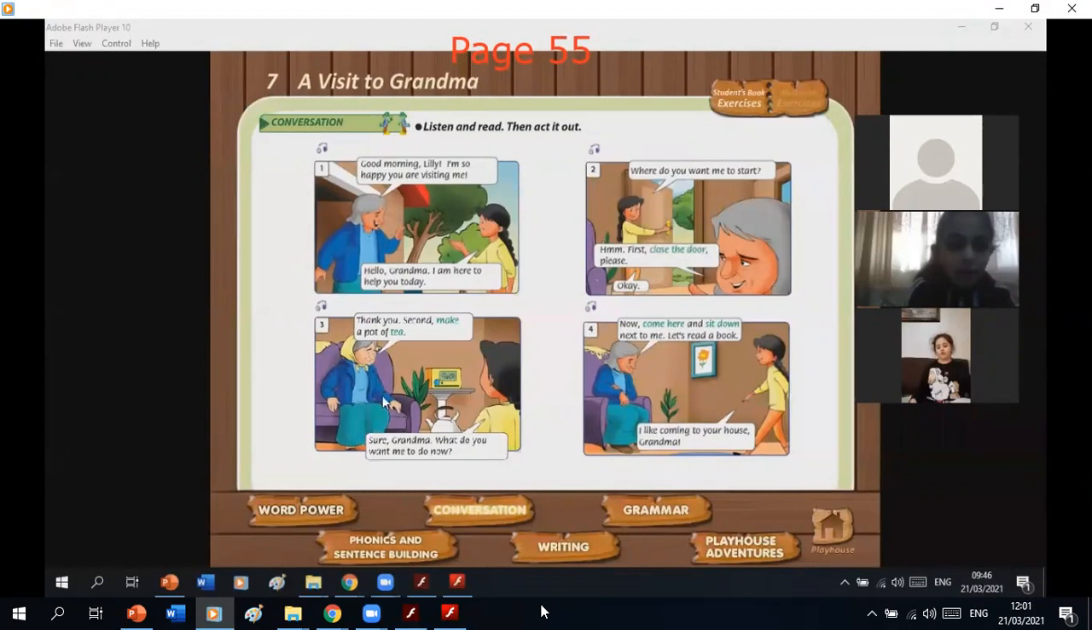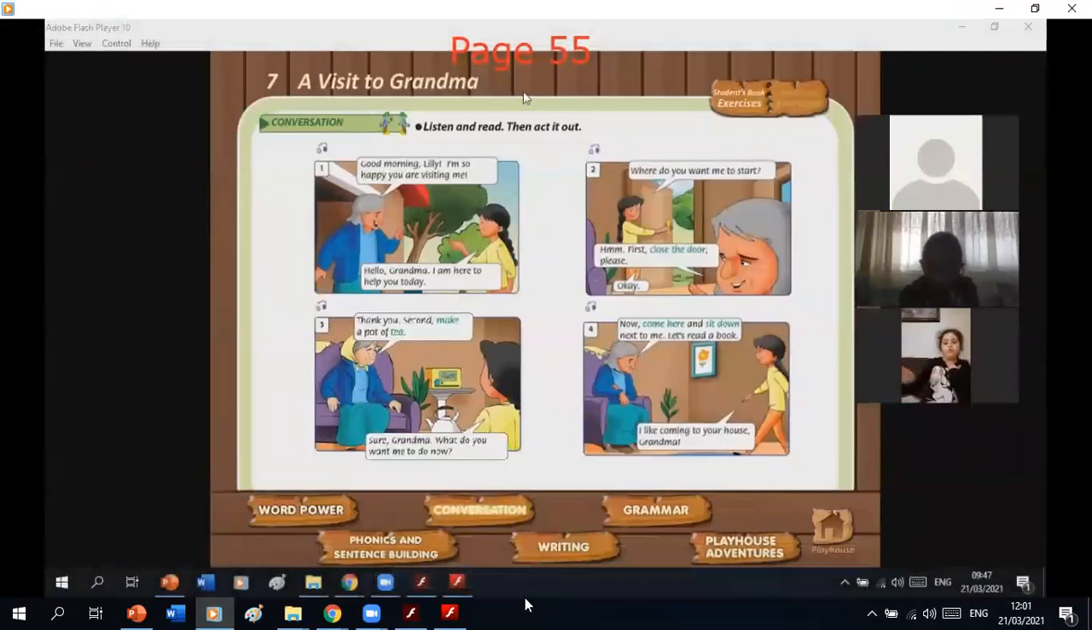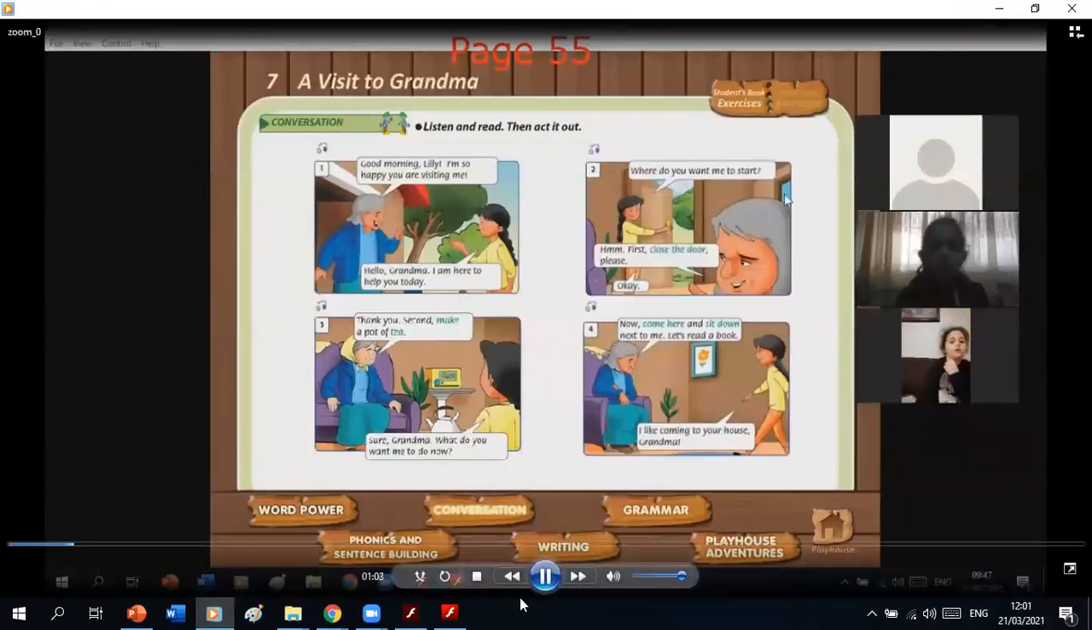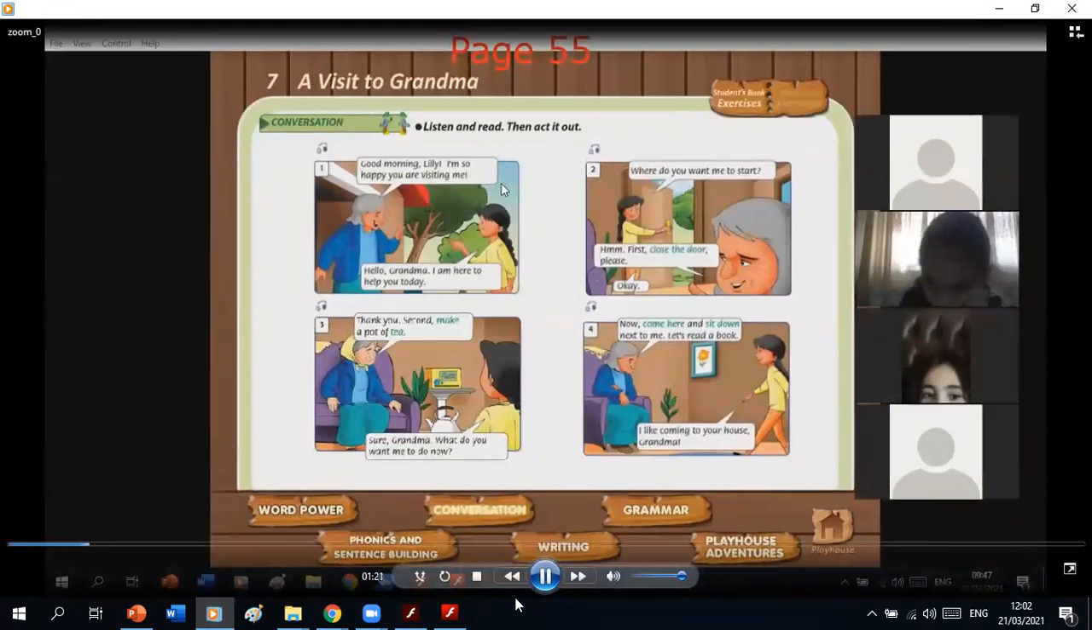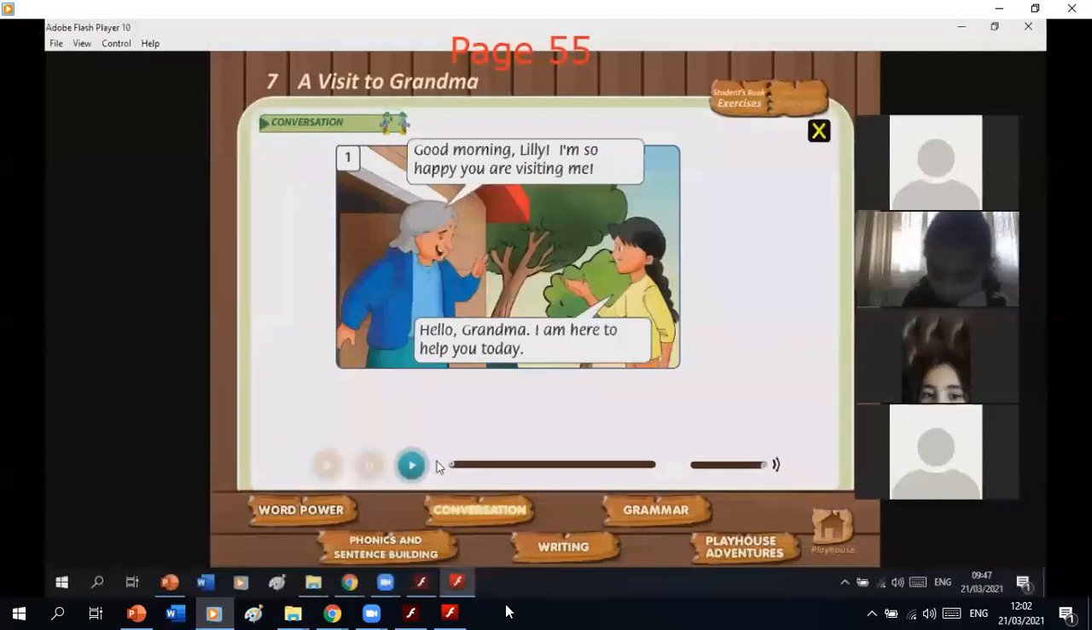We can see in picture number one, Lily and Grandma. Lily and Grandma. Again, Diala. Lily and Grandma. Great. Lily wants to visit her grandma to help her. Let's go for number one. Listen, Diala.